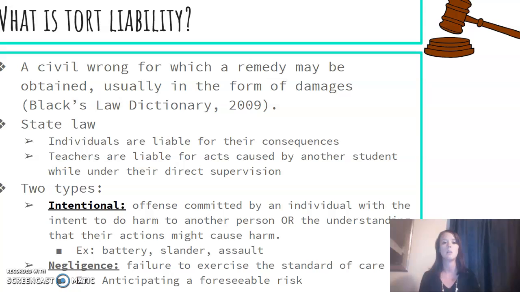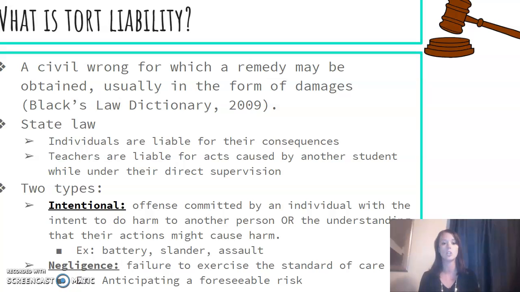So first we need to talk about what is tort liability. The best definition that I found says it's a civil wrong for which a remedy may be obtained, usually in the form of damages, and then we'll talk about the two different types. So it is a state law. It states individuals are liable for their consequences and that teachers are liable for acts caused by another student while under their direct supervision. So the two types are intentional and negligence.